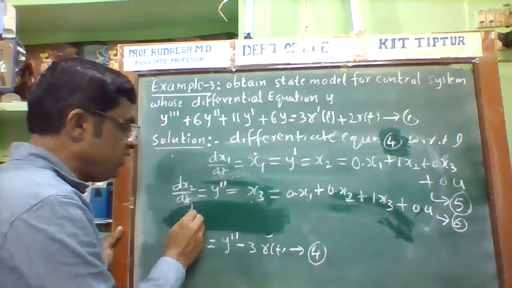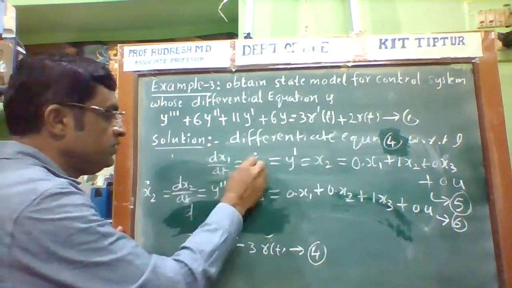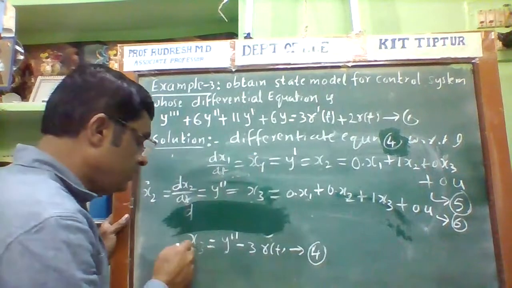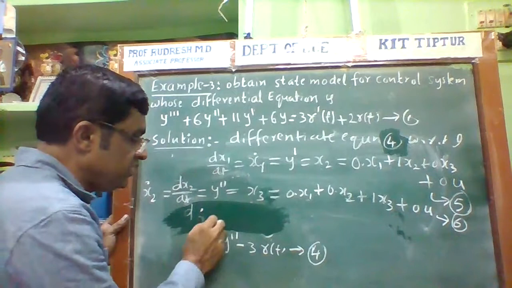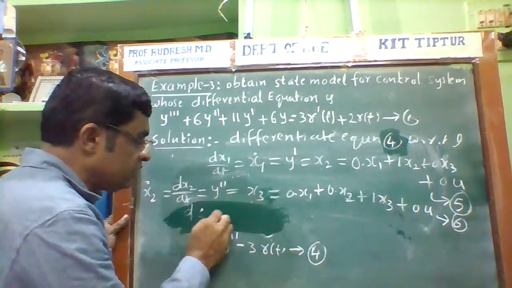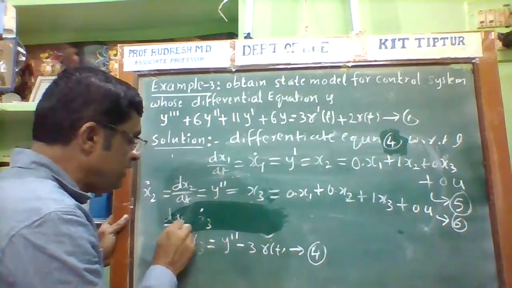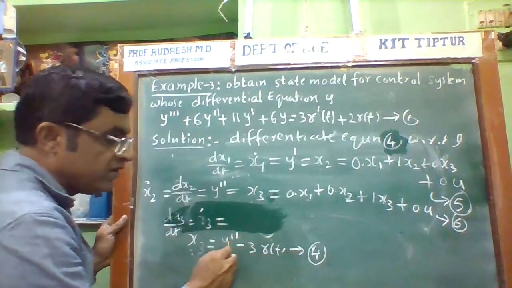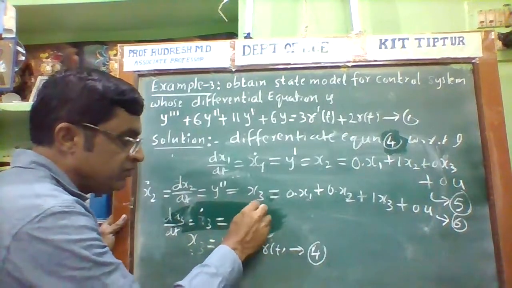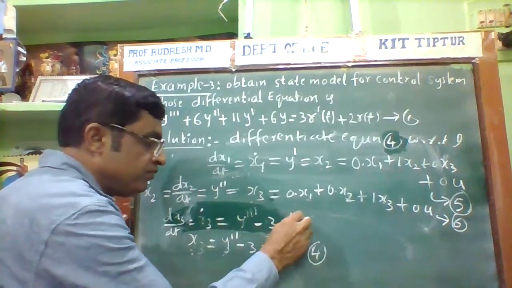Now this is actually x2 dot. Now this is x1 dash. Now this is x3 dash. To differentiate this, we will get x3 dash, that is d by dt of x3, which is equal to what? X3 dot: if I differentiate the right hand side, y triple dash, this becomes minus 3 into r dash of t.